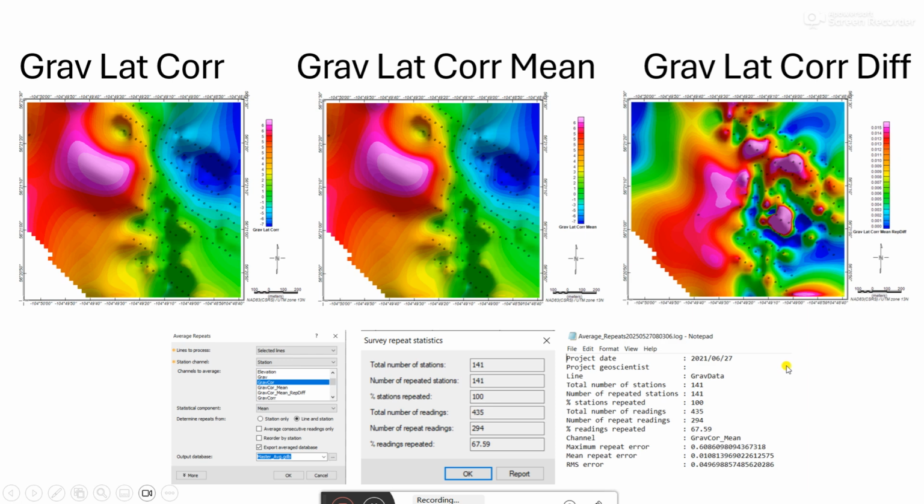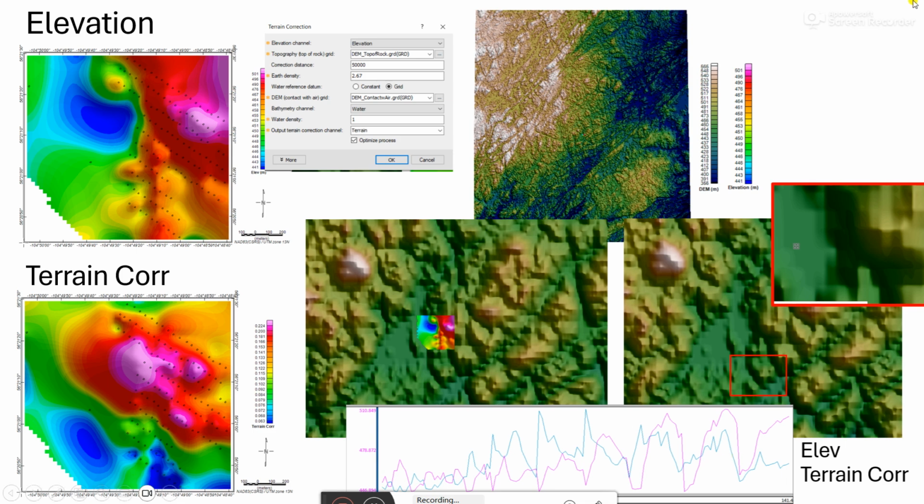So, pretty good data. And these were the stats at the bottom that I took a screenshot of. Then we moved on to the terrain correction, which I definitely feel the least comfortable with, because I have not worked with it much. And you can see elevation on top here, and on the right-hand side you can see a DEM of the area.